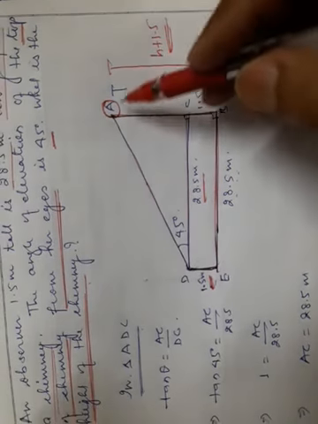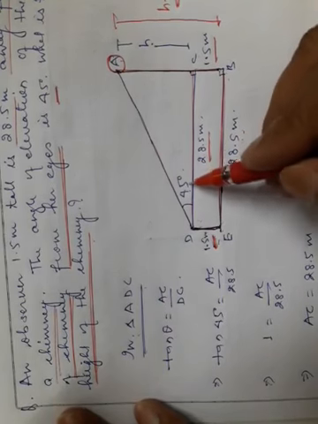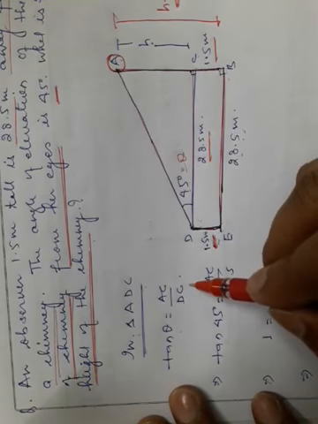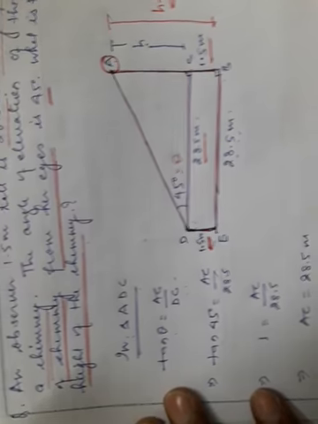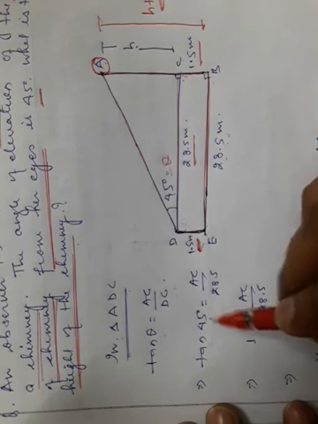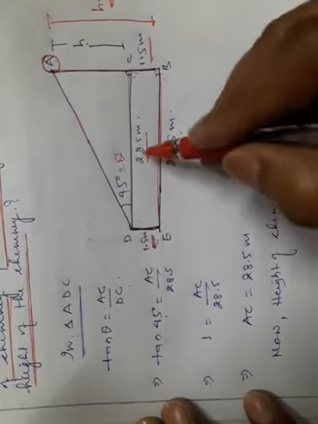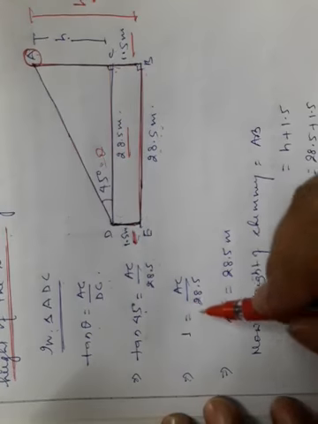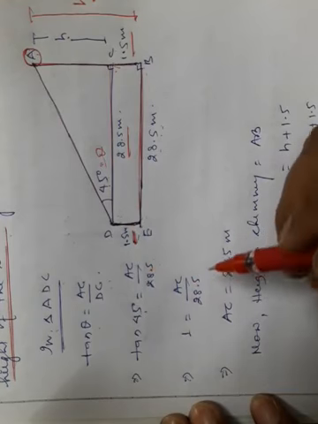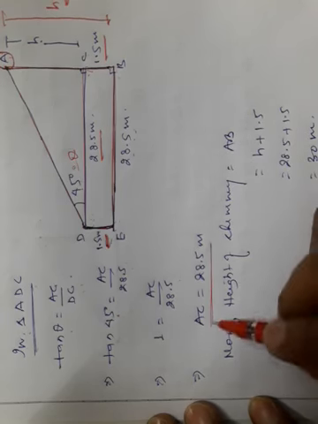So look at triangle ADC. Suppose the angle is theta. So tan theta equals AC by DC. AC is the perpendicular and DC is the base, and theta is 45 degrees. So tan 45 degrees equals AC by 28.5. After putting the value of tan 45, which you know is 1, we have 1 equals AC by 28.5. After cross multiplication, you will get AC as 28.5 meters.